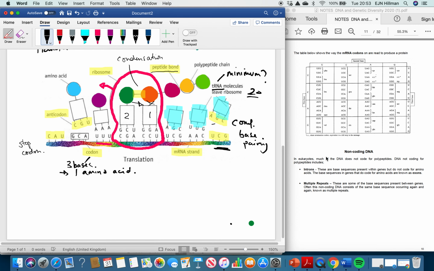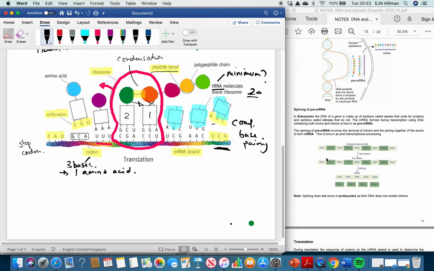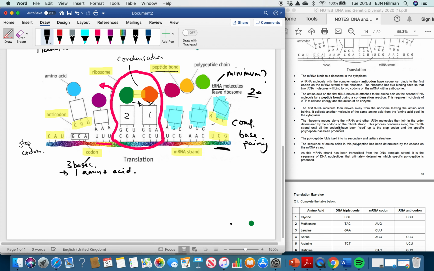So that process of translation is described here. It mentions that the tRNA with a complementary anticodon binds to the first codon in the ribosome. The ribosome has 2 binding sites, so 2 tRNA molecules can bind. A peptide bond forms during a condensation reaction. The first tRNA then moves away. That's what's happening with these.